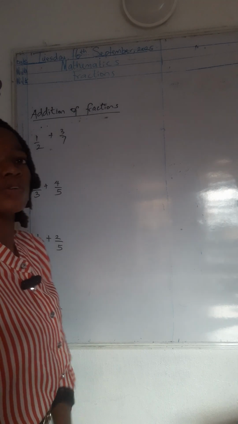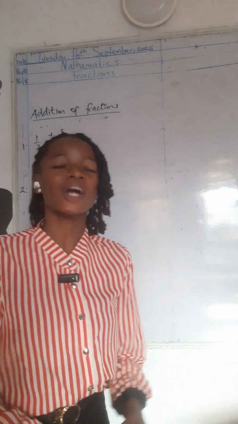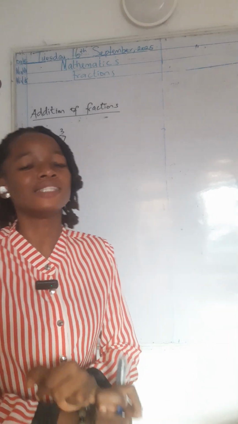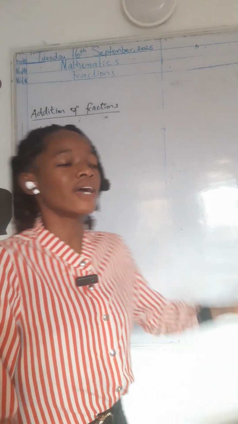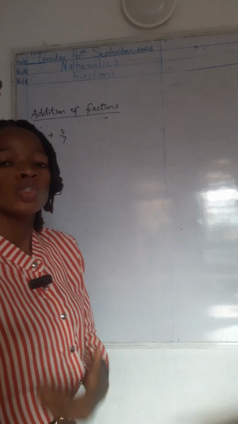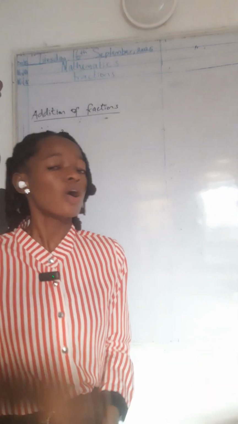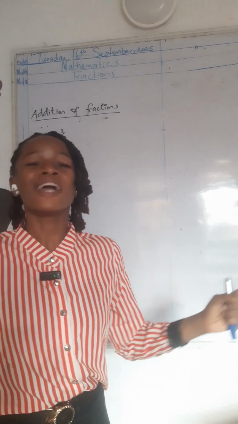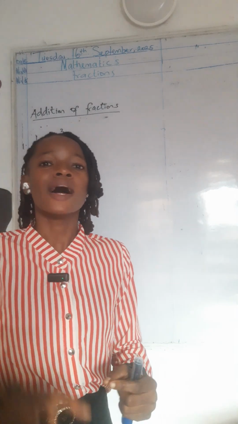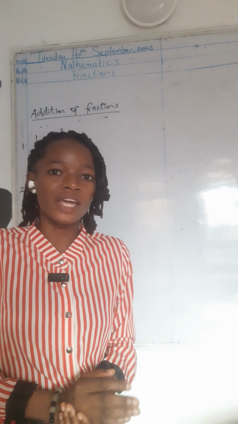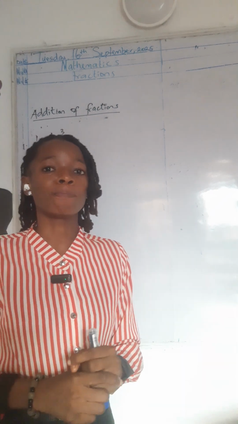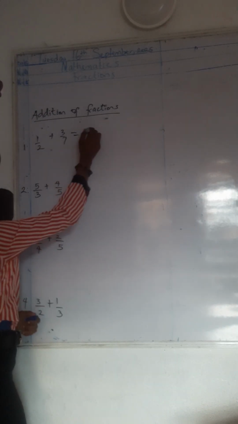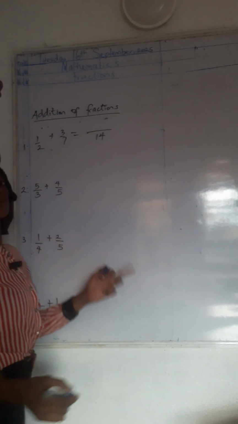Once I check the denominators and I notice that nothing at all can divide them, I multiply them. For example, 2 and 7 cannot divide. To get the LCM, just multiply. Only when you see that no numbers can divide the two denominators at the same time, that is when you use this method. You multiply them. I hope you are taking notes. Now, 2 times 7 gives me 14, meaning the LCM is 14.